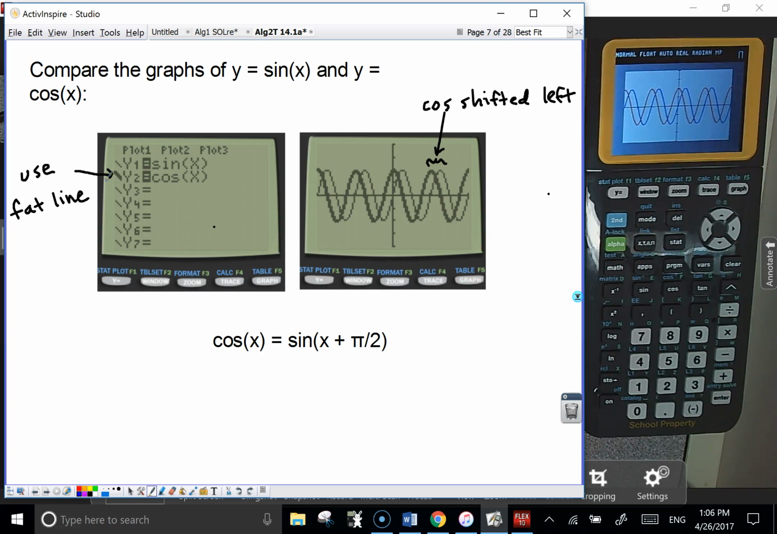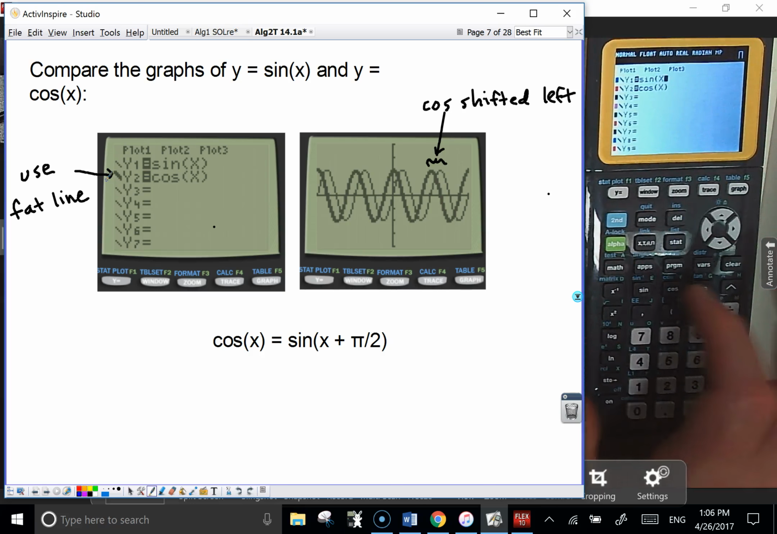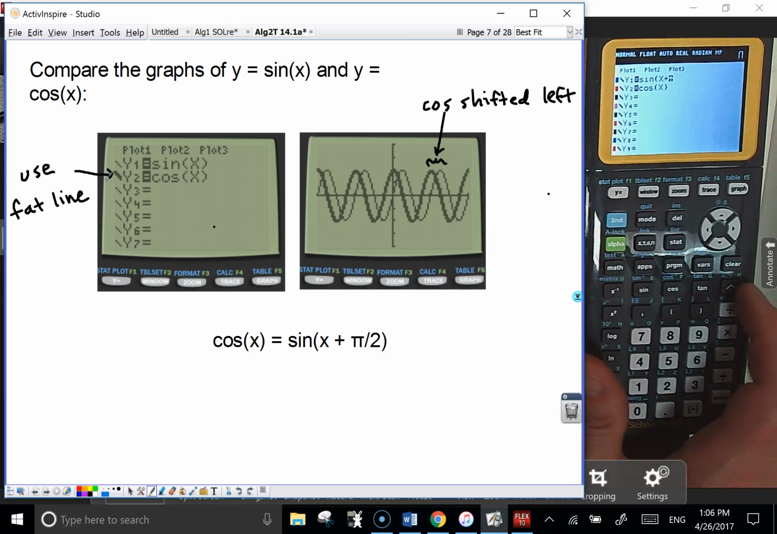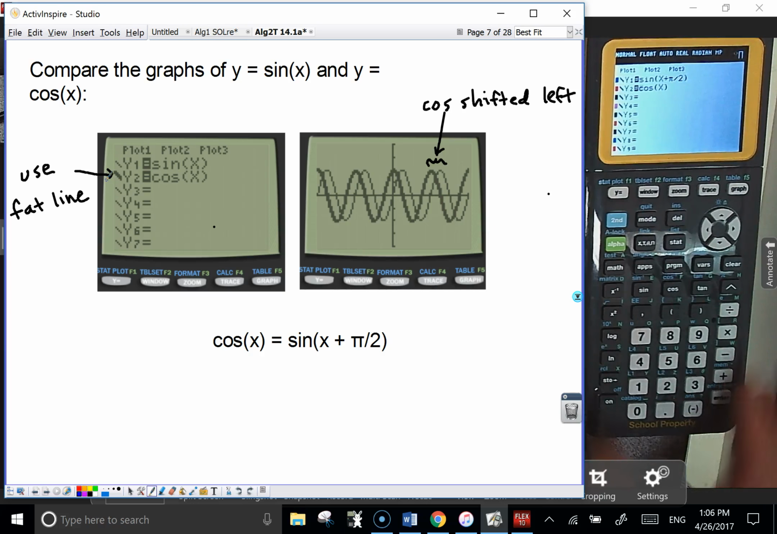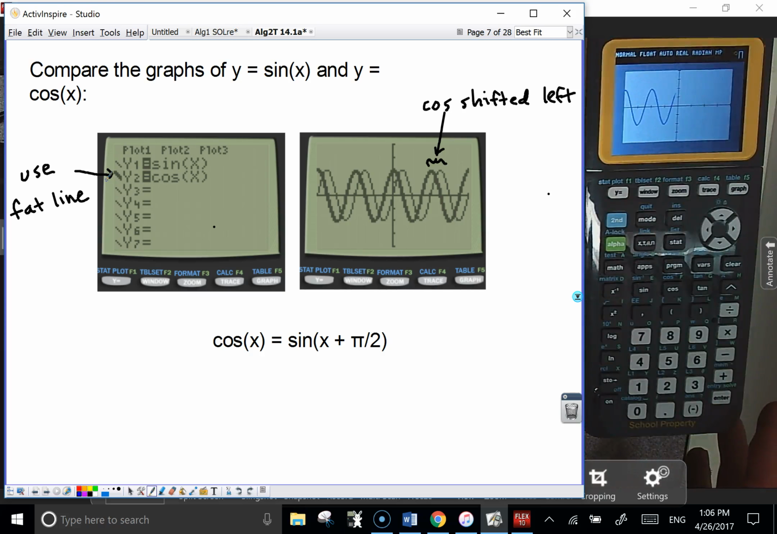You could do that. X plus pi over 2. Go to y equals, and now I'm going to go plus pi divided by 2. Right. And now when I hit graph, that's the first one, the sine of x plus pi over 2, and now here's the cosine, and it's right on top. So those are actually the same thing.